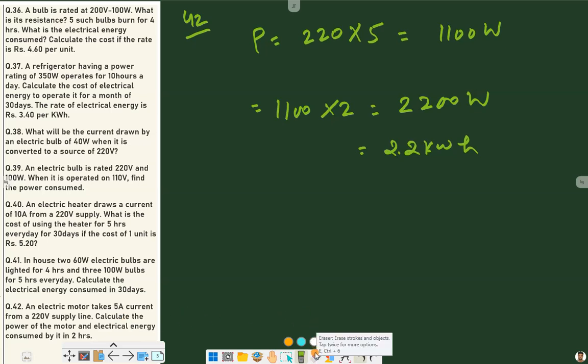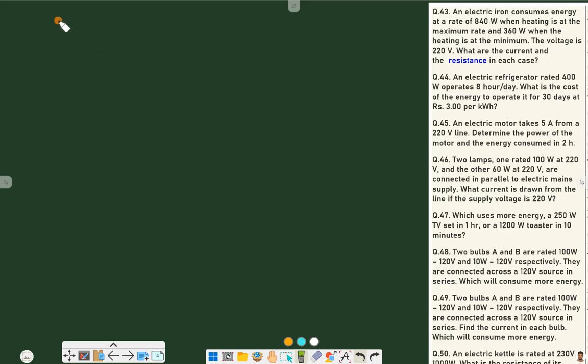With this, let's move to question number 43. Here we can see in question number 43, there is an electric iron which consumes 840 watt when heating at maximum rate and 360. We have done a similar type of question in our previous video. You can check it out there. We have to find out maximum and minimum current for this iron, and that we have already done. Moving to question number 44.